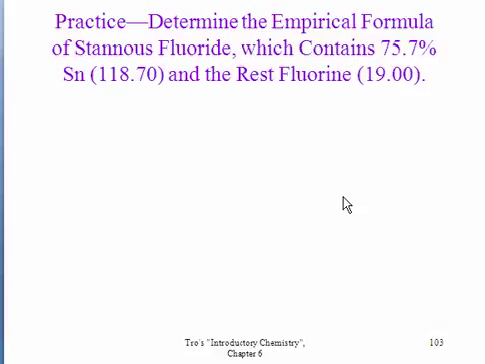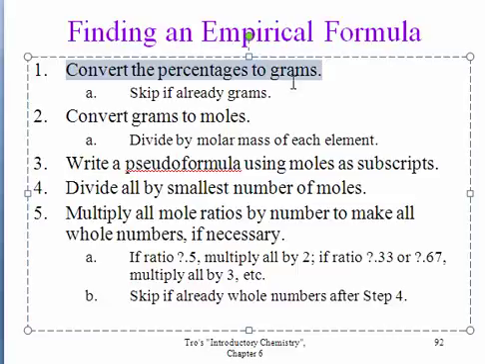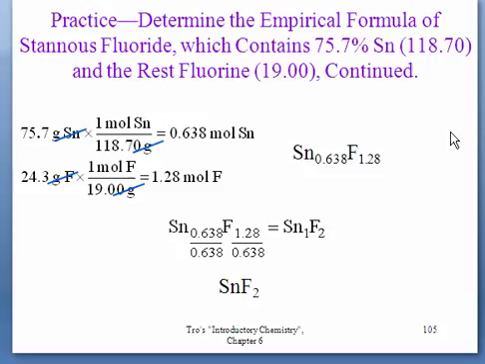So let's look at our rules. If we have percentages, we've got to convert them to grams, and this is where we are in this problem. And then once we have our percentage to grams, we're going to convert our grams to moles by dividing our masses by the molar mass of each element. Here is tin on the periodic table, a metal, and here is fluoride, a nonmetal. So these two are going to form an ionic compound.